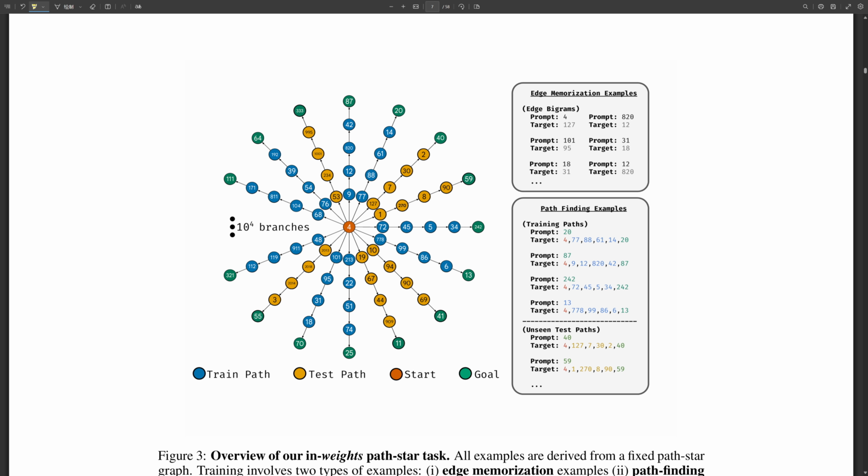Furthermore, consider the stark contrast between memory types here. The in-weights task, which relies on the learned parametric memory, succeeds perfectly. Yet the identical path-star task, given in context, fails spectacularly. This means the model cannot use its working memory, its context window, to perform the same multi-hop reasoning it performs seamlessly using its structural parametric memory. The success rests entirely on this, well, unexplained structure you call geometry.